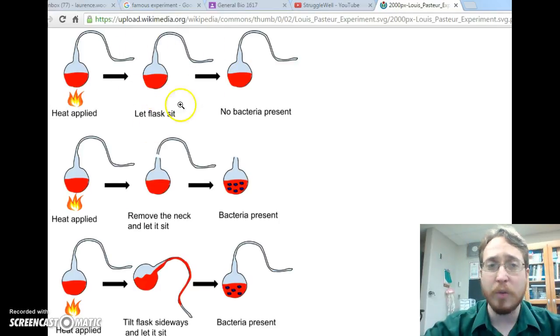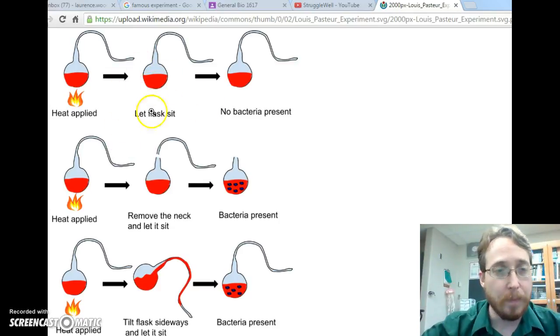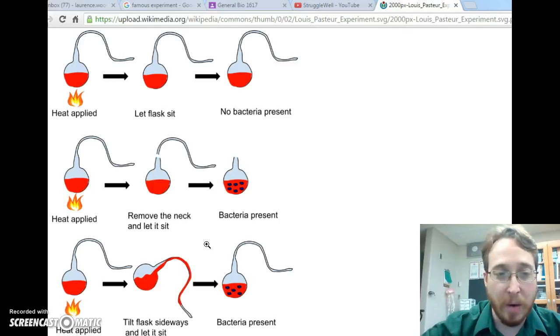In this one, they don't do anything to the flask. This is sort of the normal situation. They just see what happens. In this one, they remove the neck of the flask. So they've made a change here. And in this one, they don't let the flask sit, but they tilt it so some of the broth is seeping out a little bit. And then they let it rest that way, or they let that broth be all the way down into the neck.